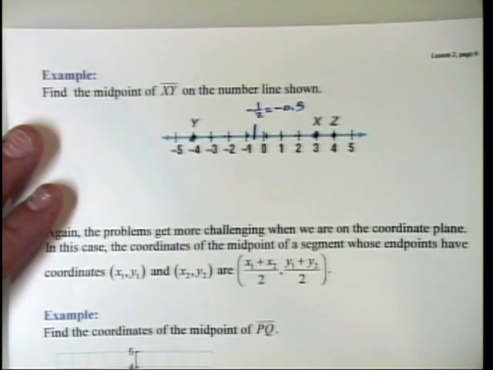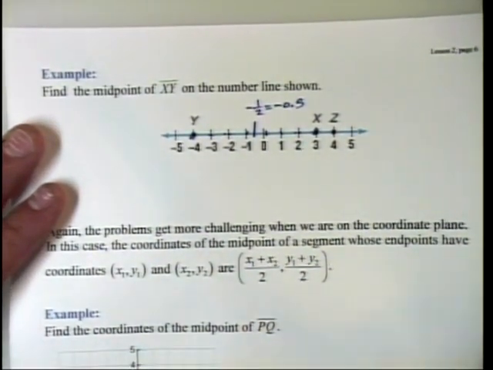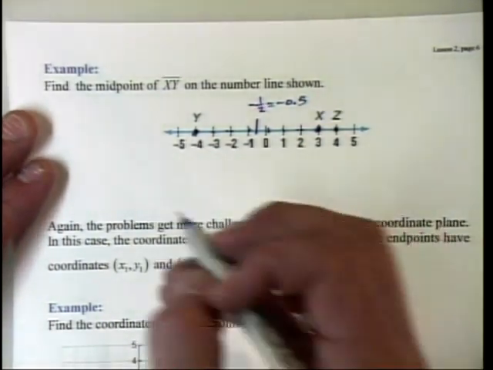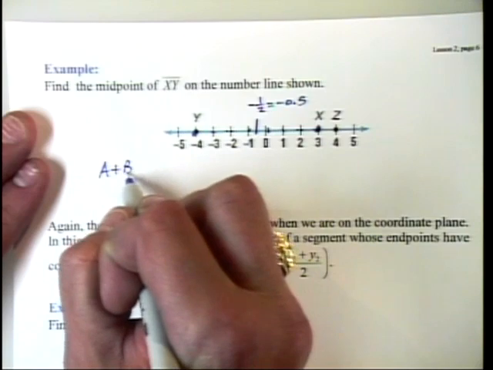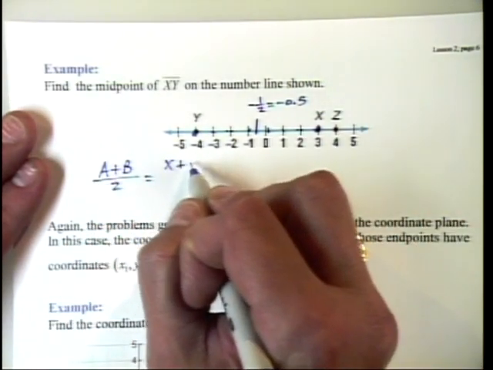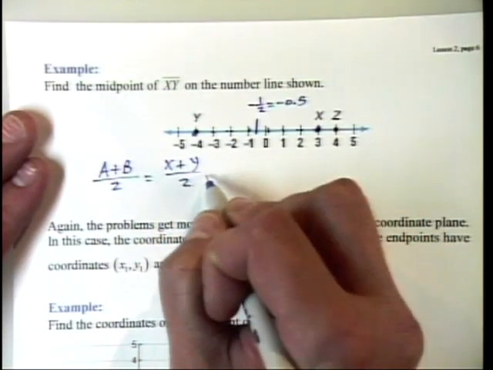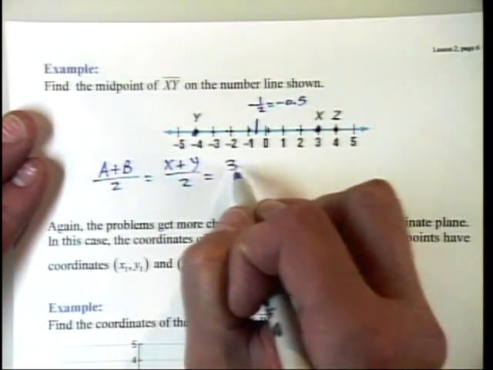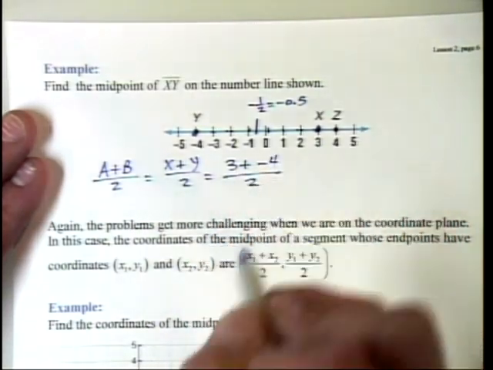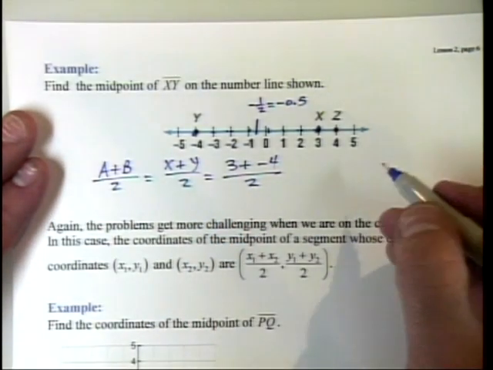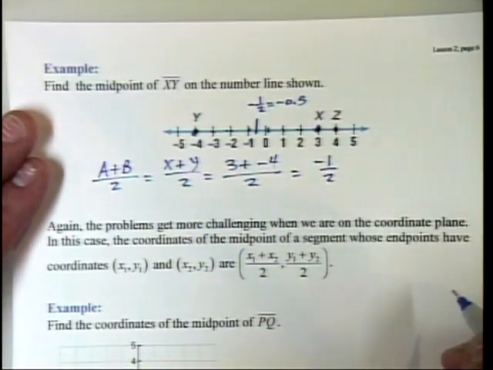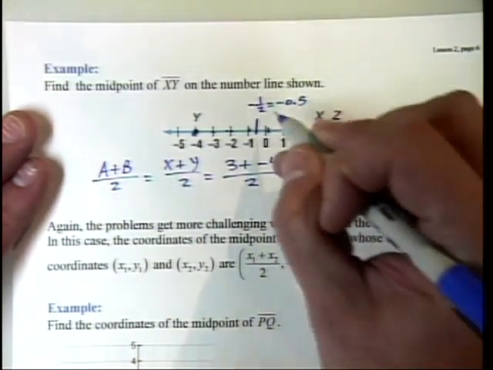Now again, what if the segment was a much larger distance? We wouldn't want to do that. So we can find it by calculating using the formula A plus B for any two coordinates divided by 2. So in this case, we're looking at x plus y divided by 2, and the coordinate of x is 3, plus the coordinate of y is -4, divided by 2. Well, 3 plus a -4 is the same as 3 minus 4, and that's -1 over 2. And we're done. -1/2 is what we got up here.